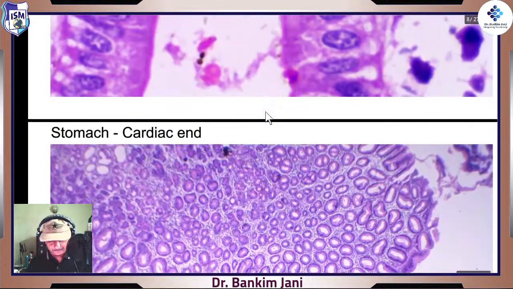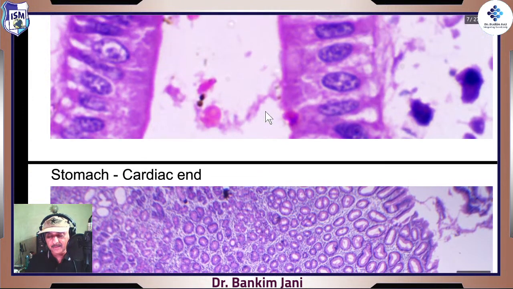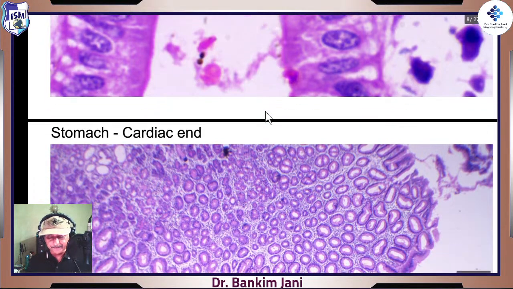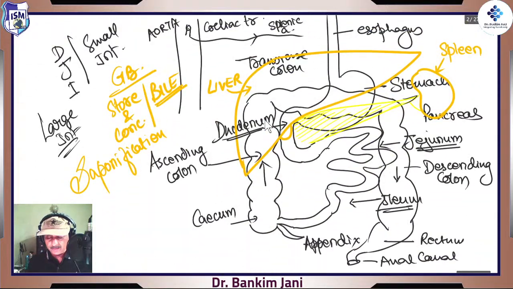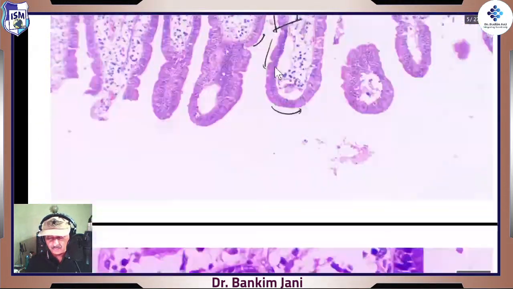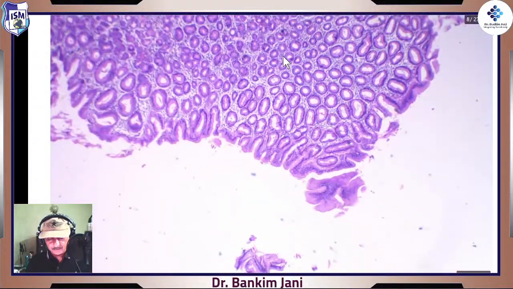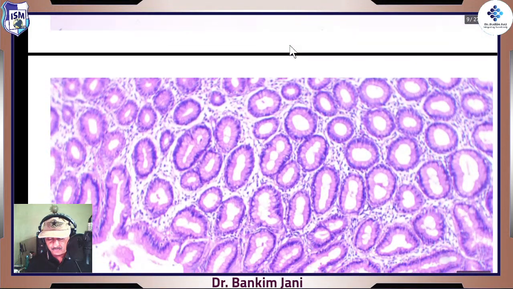Let's see further. Here is the stomach. Now it is written cardiac end, so that means there is another end also. Yes, there is another end. Over here, when we were drawing the heart, this is the cardiac end and this one is the pyloric end. So we are now dealing with this part, the cardiac end, from esophagus to stomach.